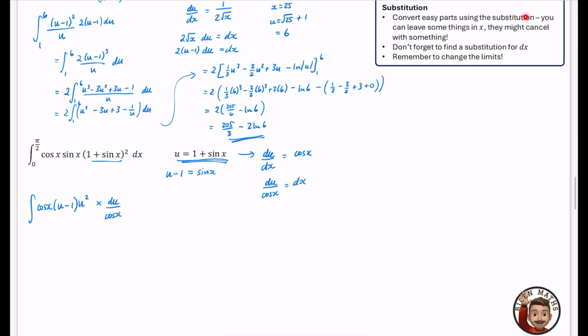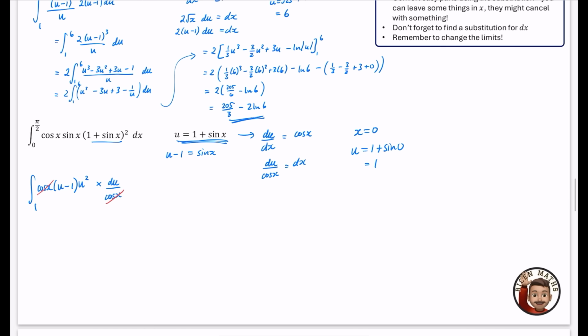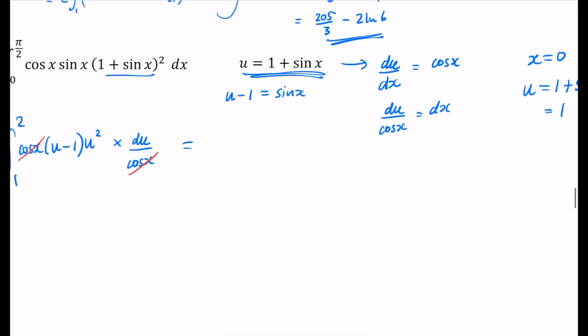I suggested that up here because the cos x is going to cancel with that part there and we don't need to worry about it. So we do just need to change the limits. When x is equal to 0, u is 1 plus sine of 0, which is just 1. When x is pi over 2, the upper limit, u is 1 plus the sine of pi over 2. Sine of pi over 2 is sine of 90, which is 1. So 1 plus 1 is 2. So this one's a lot easier than the one that we had at the top.